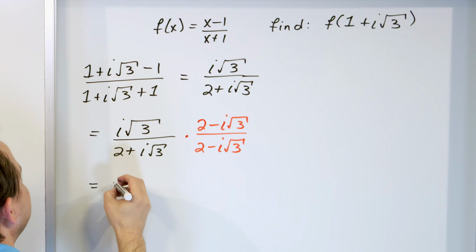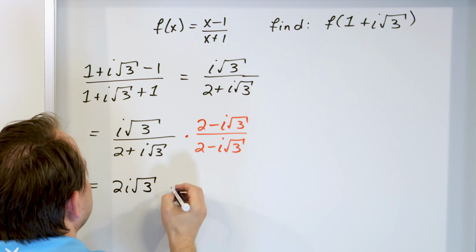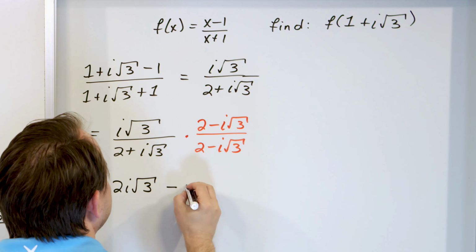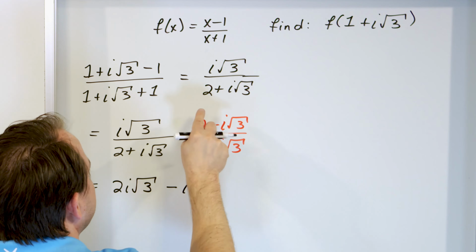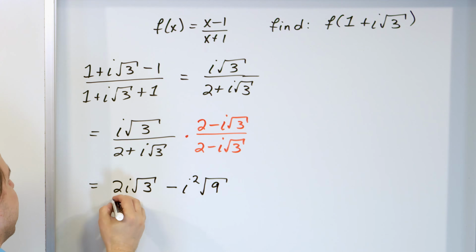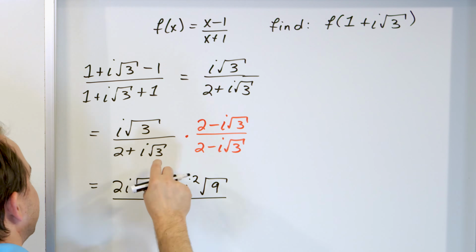So times the 2 means you're going to have a 2i root 3. Then multiplied by this, you're going to have a negative because negative times positive is negative. And then the i times the i is going to give you i squared. And then the square root of 3 times the square root of 3, I'm going to write it as the square root of 9, bringing them under one radical. 3 times 3 is 9. Make sure you understand that.